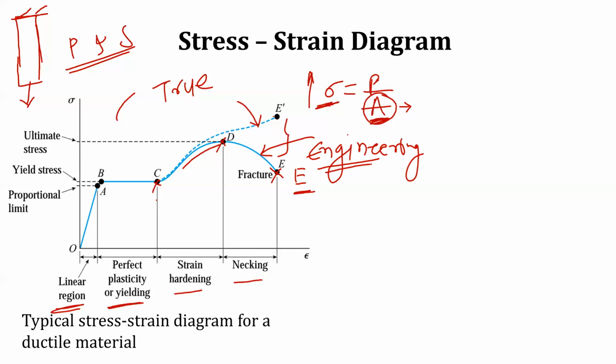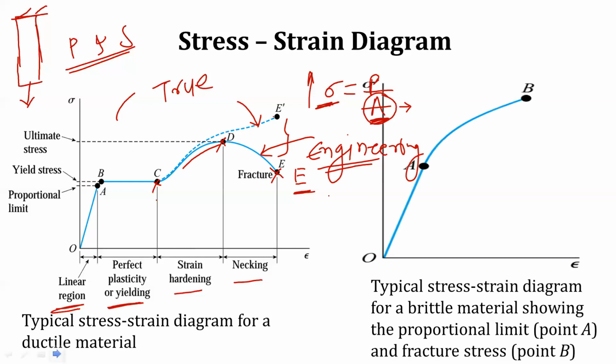Now this curve is for ductile material. The second curve is for brittle material, and for brittle material there is no specific yield point like in ductile material. So for brittle material, the stress strain curve will be like this. Up to there will be only 2 points: one is the proportional point and another is the fracture point.